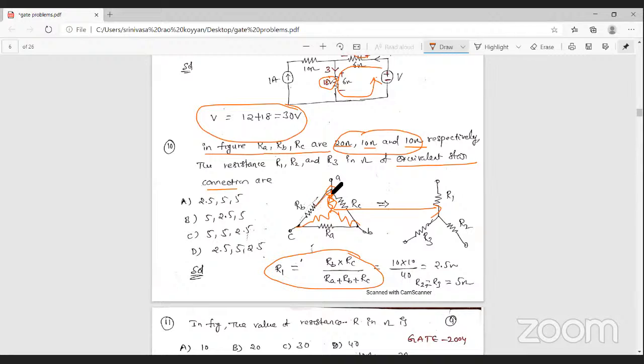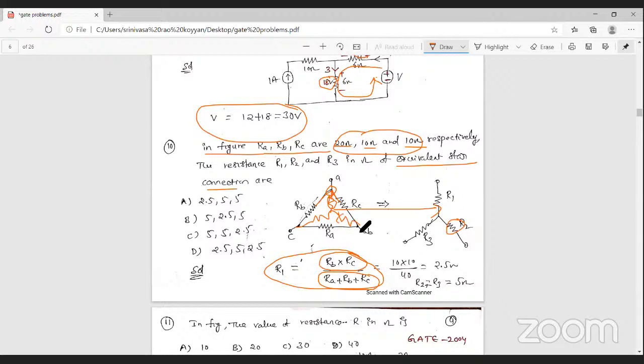In this node, what is the delta value? That is RB and RC. So first of all, take the product of these two, divided by the total resistance of delta. This is common. Any resistance is common. Total resistance of delta. And similarly R2.